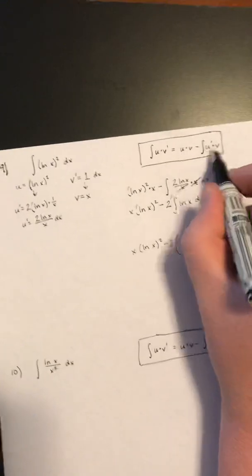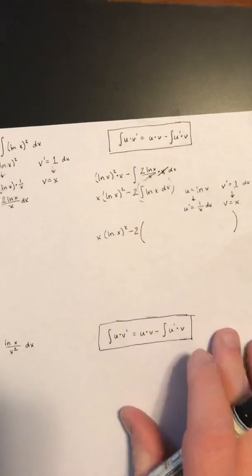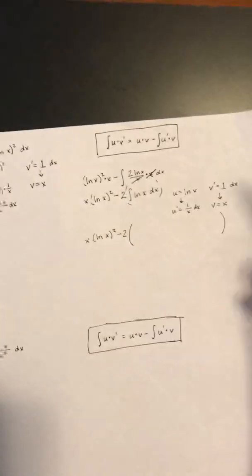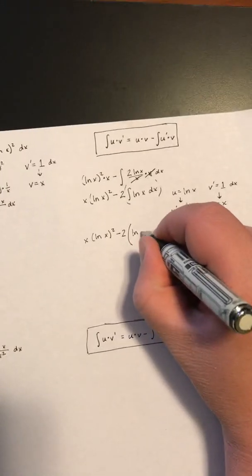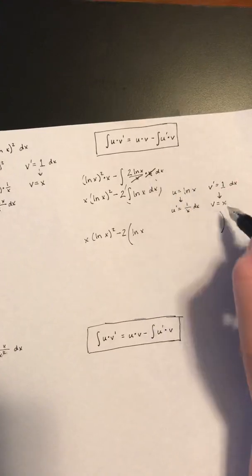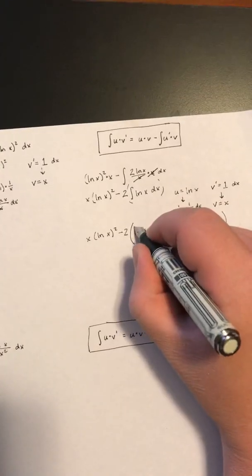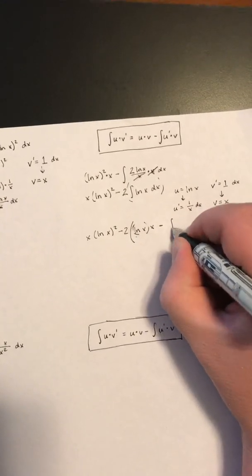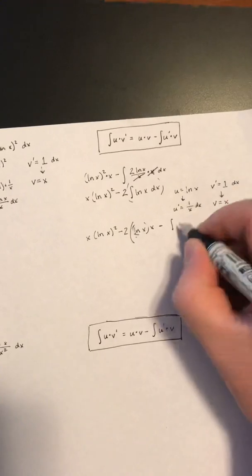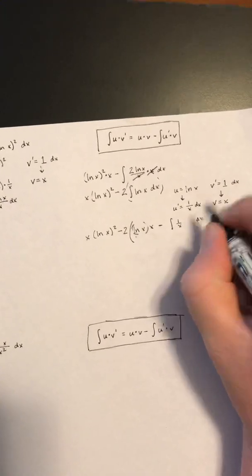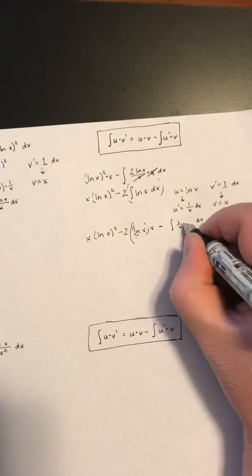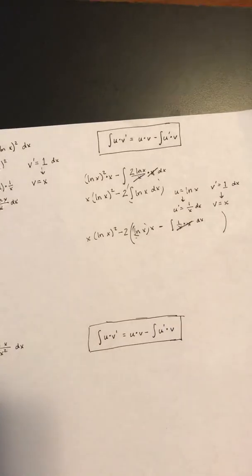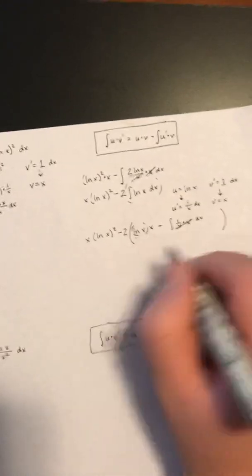So again, this is another integration by parts thing that I'm getting ready to work on. So what I've got to do is u, which is the ln of x, times v, which is x. So let me write that down, ln of x times x, minus the integral of u prime, which is 1 over x dx, times v, which is just x. Now again, those are going to cancel.